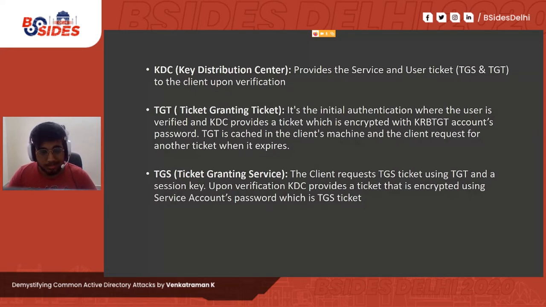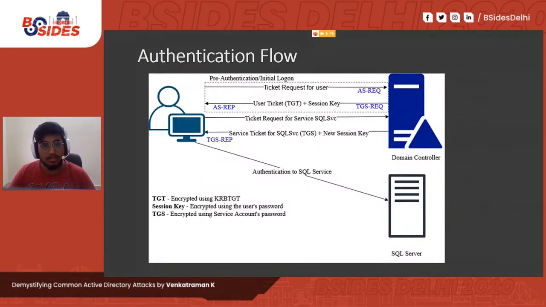When the user adds the TGT ticket and the session key, the user requests the TGS from the KDC. Once the KDC verifies the TGT ticket provided by the client, it generates a ticket which is encrypted using the service account's password, which is the TGS ticket. So let's see the authentication flow here.